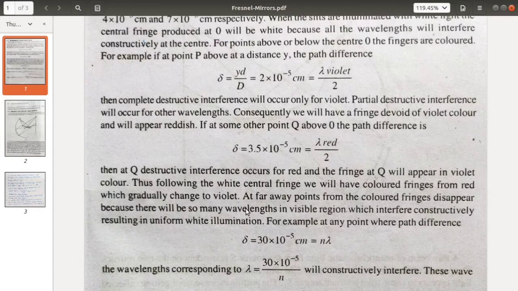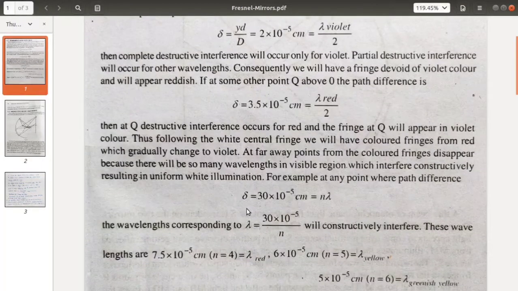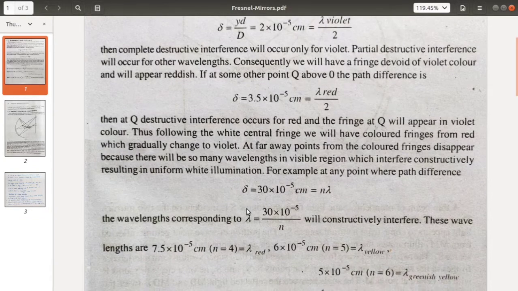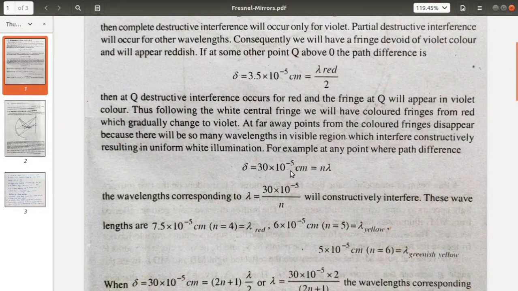As for faraway points from the central fringe, the colored fringes disappear because there will be so many wavelengths in the visible region which interfere constructively, resulting in uniform white illumination. For example, at any point where path difference is 30 into 10 to the power minus 5 centimeter, which is equal to n lambda, the wavelengths corresponding to lambda is 30 into 10 to the power minus 5 and will constructively interfere here.